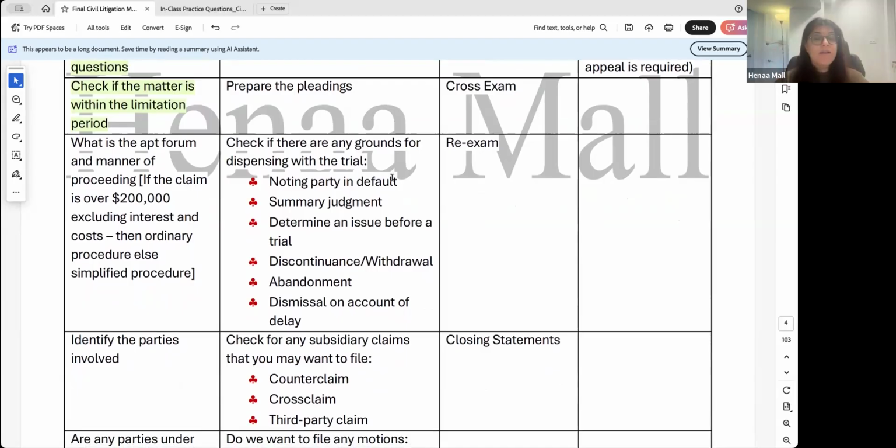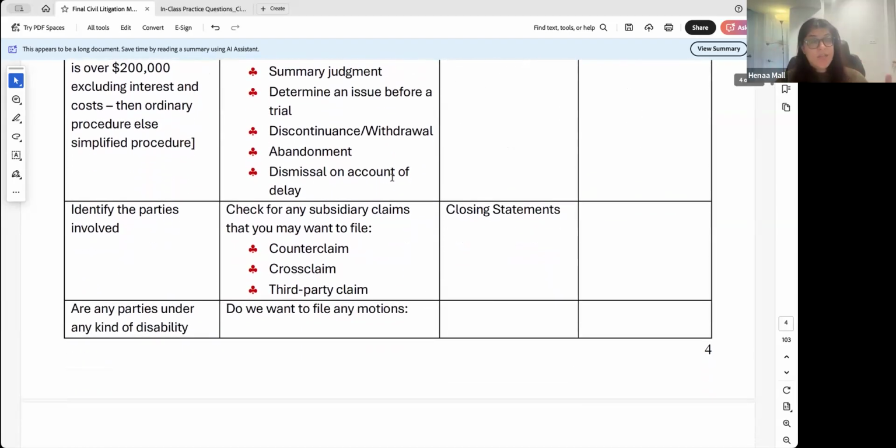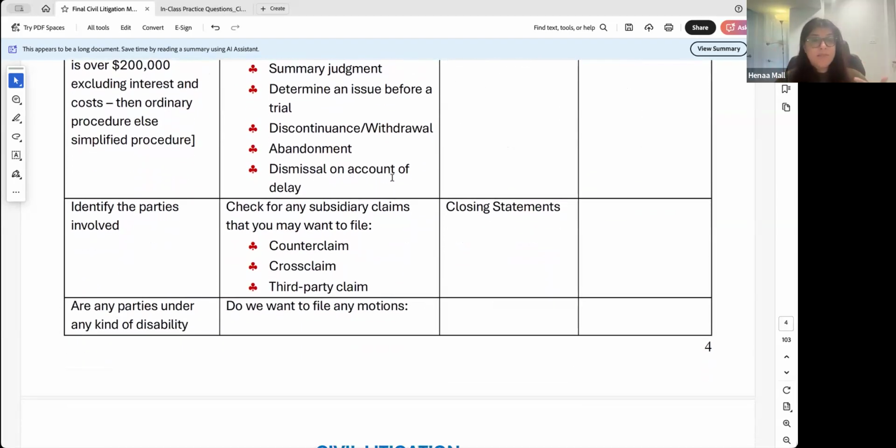Then we are going to look at check for subsidiary claims. You might want to file a counterclaim, a cross claim, a third party claim. What is the difference between all three, like amongst these three? I will let you know.